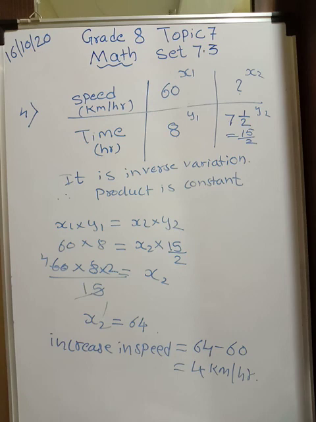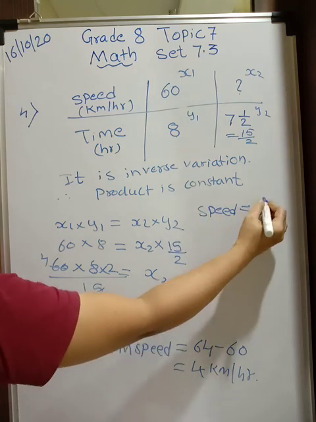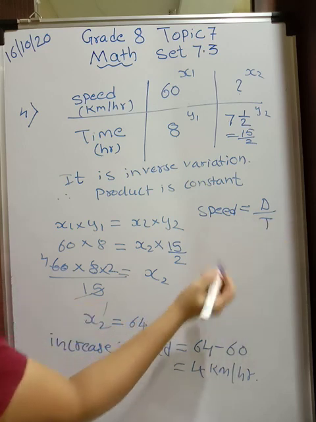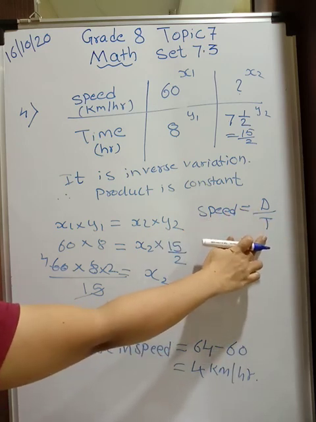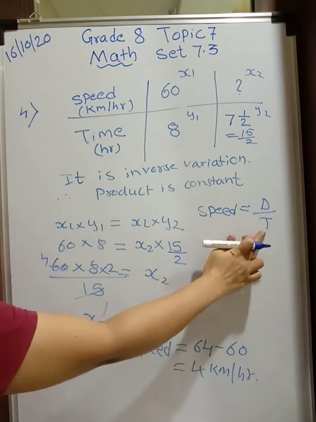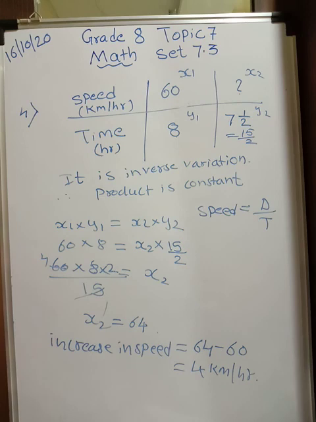So that's all for today, students. One more thing I would like to tell you. See students, speed is equal to distance upon time. So speed always is inversely proportional to time. Please remember this. Okay, speed varies inversely with time. Okay, and it is directly proportional to distance.